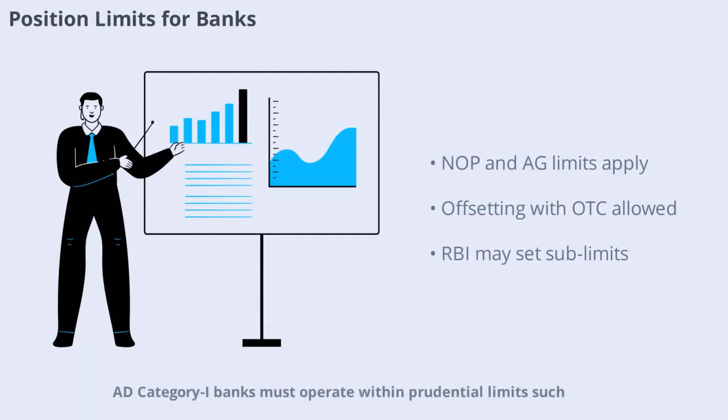AD category I banks must operate within prudential limits such as net open position, NOP, and aggregate gap, AG limits. They can net or offset positions in ETCD against OTC derivatives but must comply with exchange-imposed limits for risk management. The RBI may also set sublimits for the OTC market as needed, ensuring that banks manage their exposures responsibly.